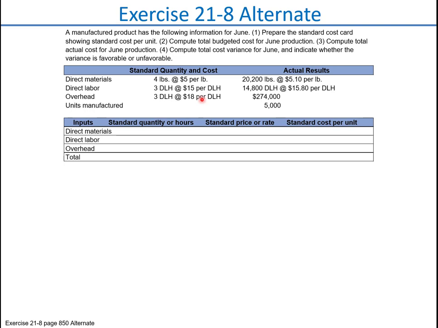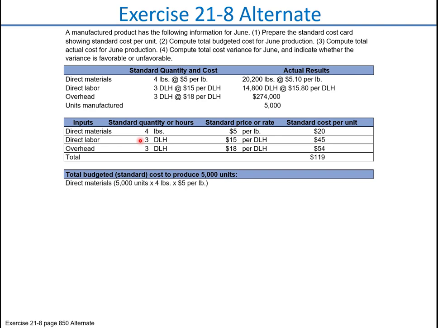This is our standard cost per unit. Just bring this information here. 4 pounds at $5. That's 20. Labor is 3 hours times 15. Overhead is 3 at 18. So the total cost to make each unit should be $119.